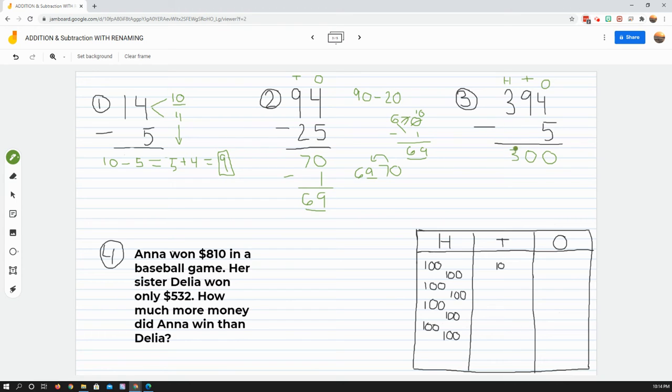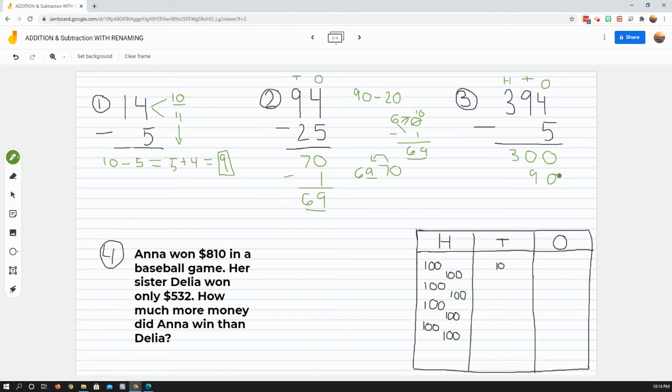3 minus nothing, it's still going to equal 300. And now I'm going to focus on my tens. So 9 minus nothing, again, it's still going to be 9. And because it's in my tens, I have to add the 0. So remember, the 3 in the hundreds is actually 300. The 9 in the tens is actually 90.